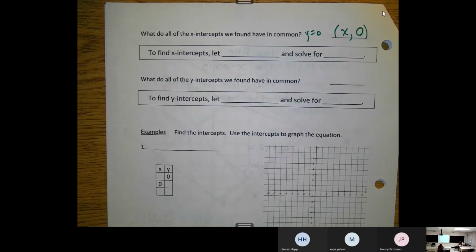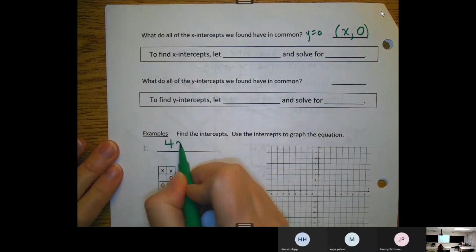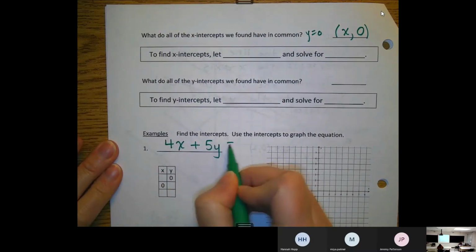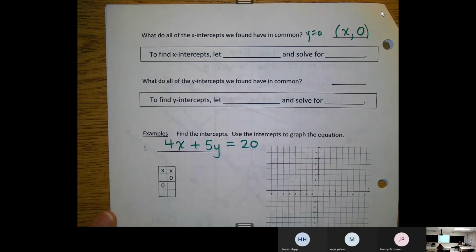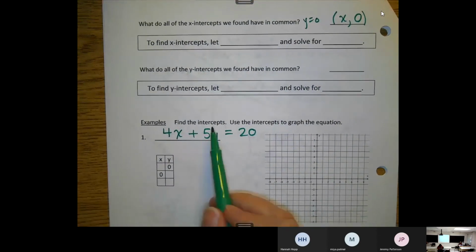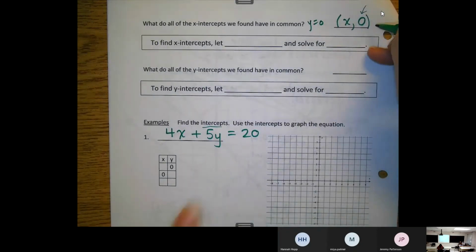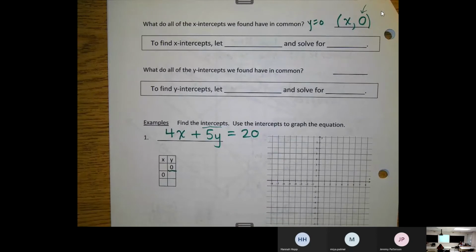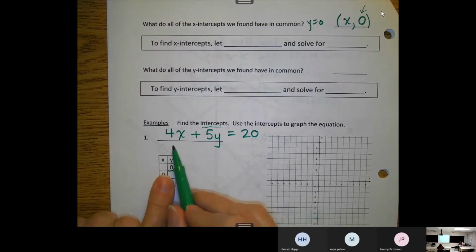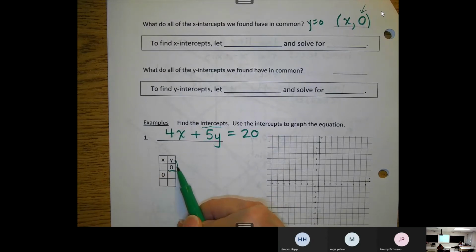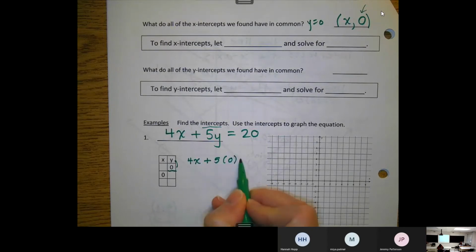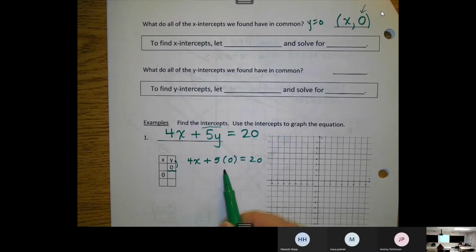Like where it says example number 1 down there, what if we have the equation 4x plus 5y equals 20? If we're asked to find the intercepts, and we know the intercept always has a 0 in it, that's what we want to plug in to get started. So if I want to find the x-intercepts for this equation, I'm going to start by putting 0 in place of the y, like 4x plus 5 times 0 equals 20. And then I'll do all the simplifying and solving I need to figure out what x equals.